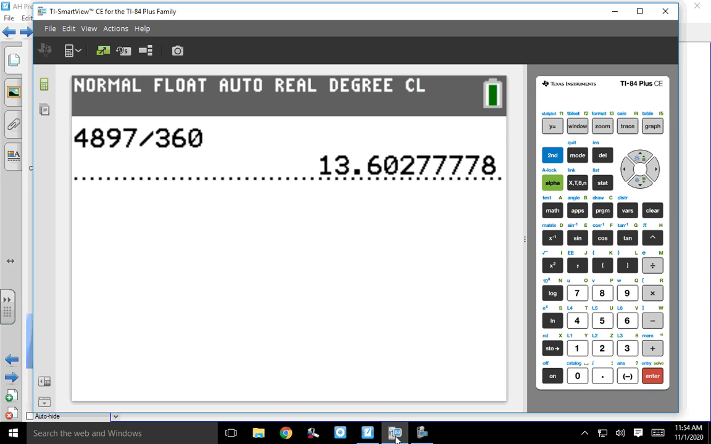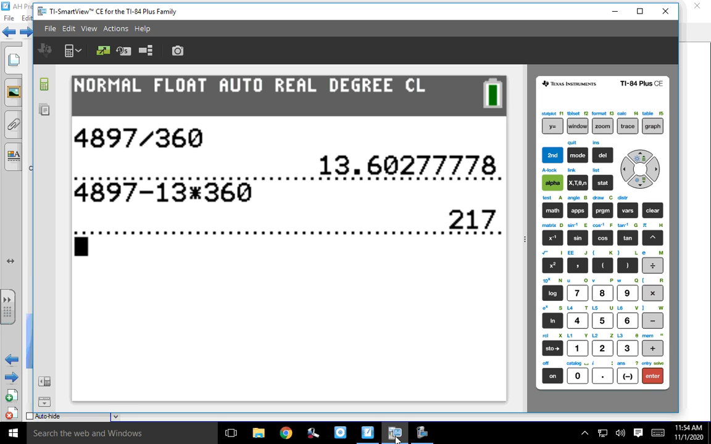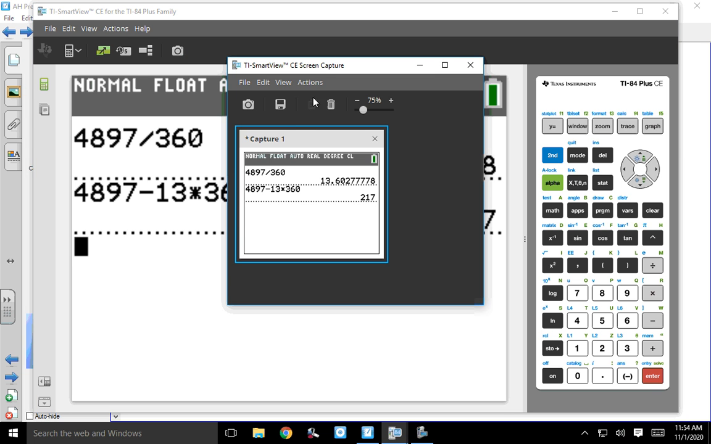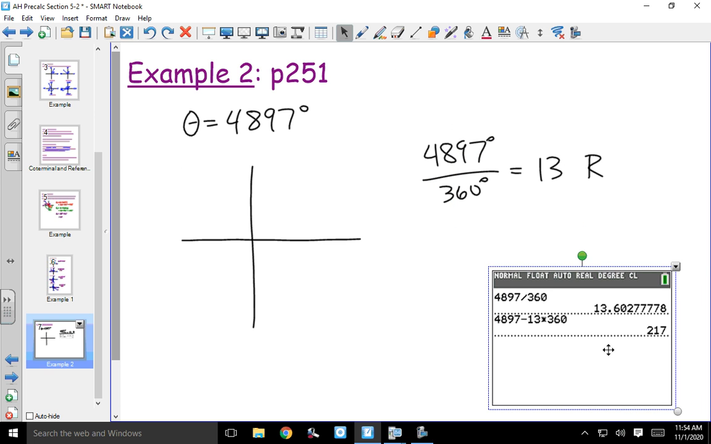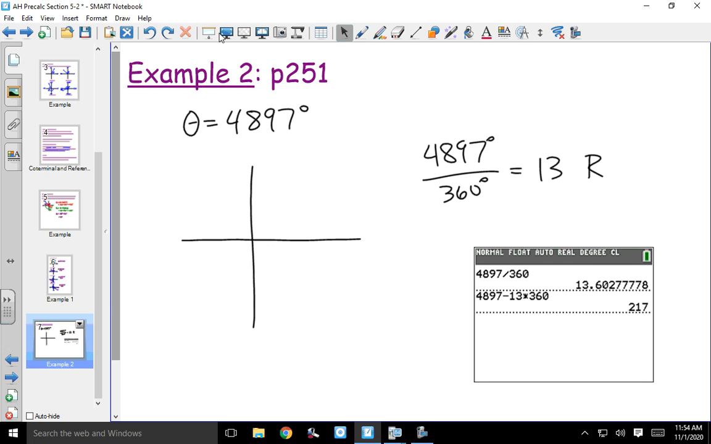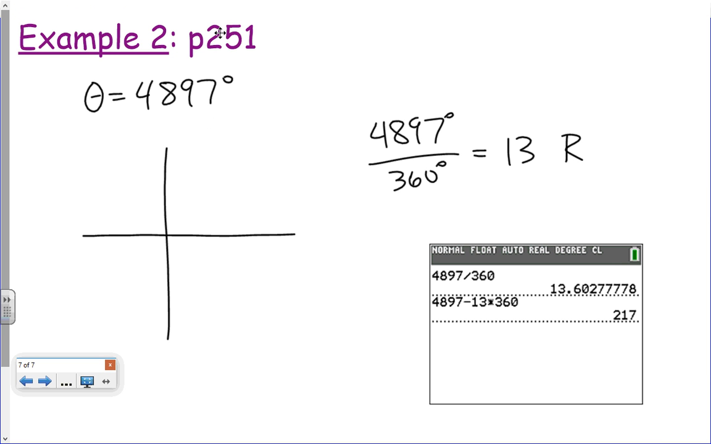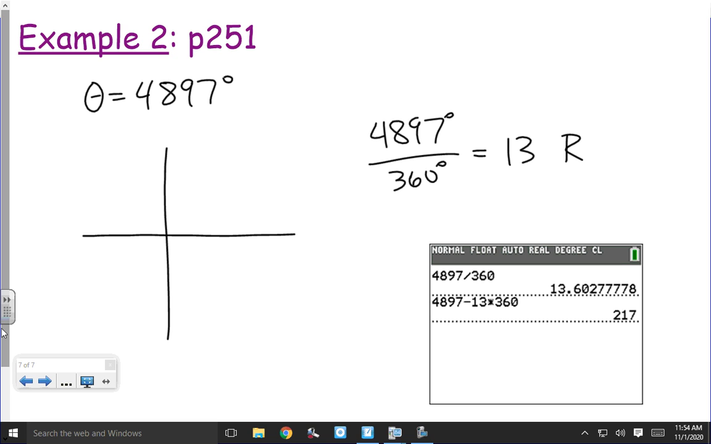So if 360 goes in there 13 times, what I can do is take the 4897 and subtract 13 times 360. And that'll tell me the remainder part of this. That's the number I needed. So it's 217. In fact, let me just grab a picture of this, and we'll put it in our document here so we have that calculation. All right, so now we know that this is equal to 13 with a remainder of 217.